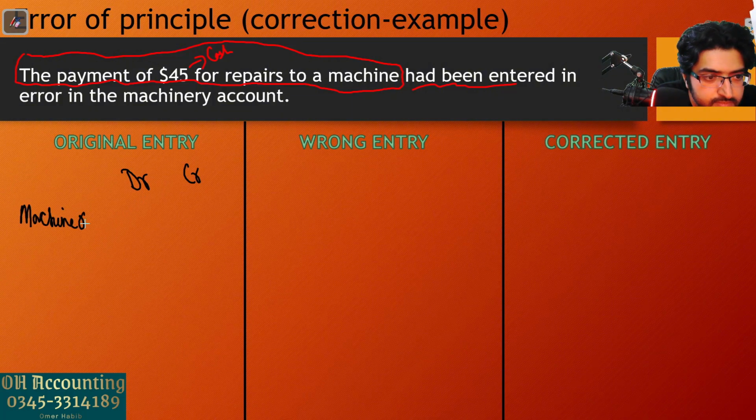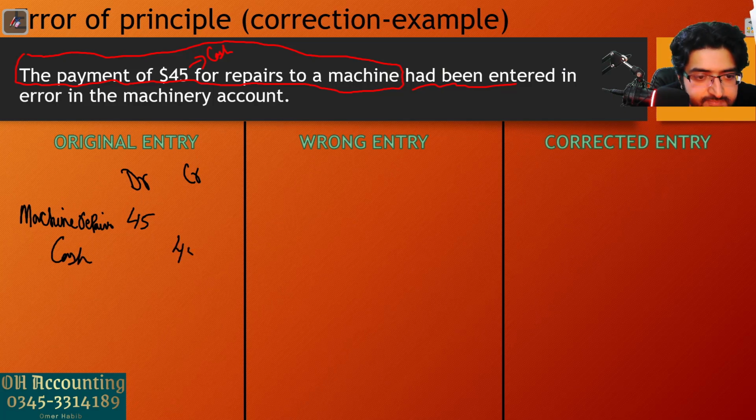Machine repairs debit by how much? 45. The amount is given in the transaction. And then cash 45 credit. This is what the entry should have been if no error was made. So what's the error then? Let's read. The payment of 45 cash for repairs to a machine had been entered in error in the machinery account. Okay. So this is what we have made, or what we have recorded wrong.